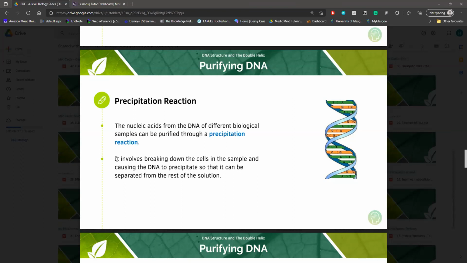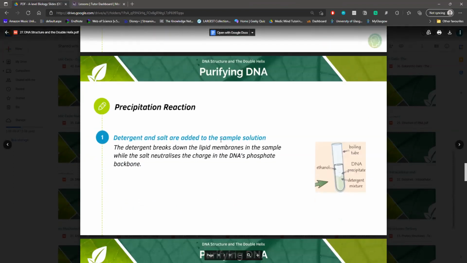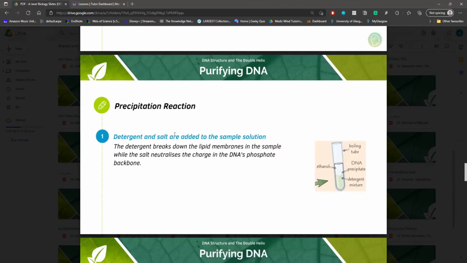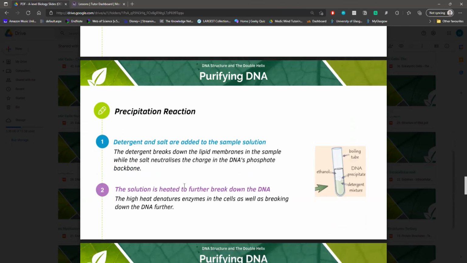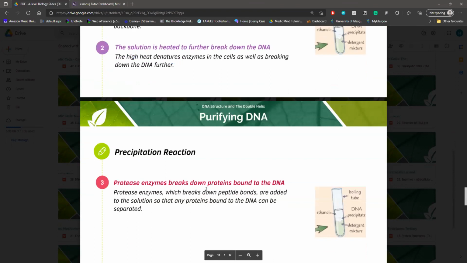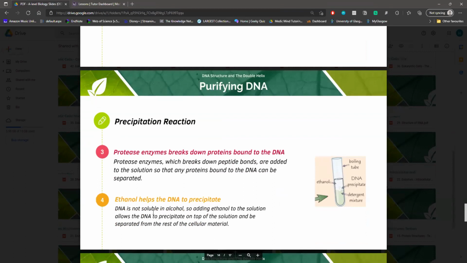Ethanol is used as a solvent. Detergent to break the membrane. Yeah. So the first thing you do is you add detergent and salt. Detergent breaks the lipid membranes and salt will neutralize the phosphates. Then you add heating to denature enzymes as well as breaking down DNA. You then add protease to break down the histones. And the last thing is ethanol, because DNA is not soluble in ethanol, adding ethanol to the solution allows the DNA to precipitate on top and be separated from the rest of the cellular material.